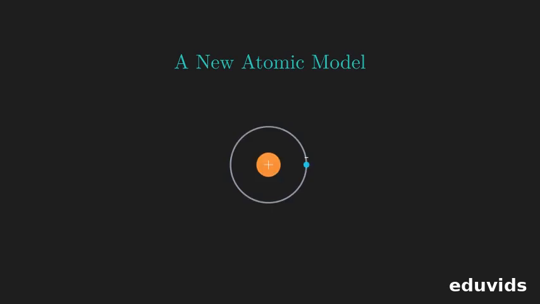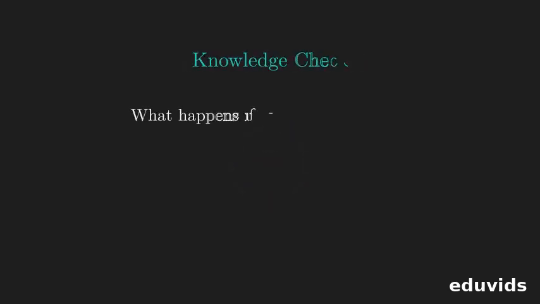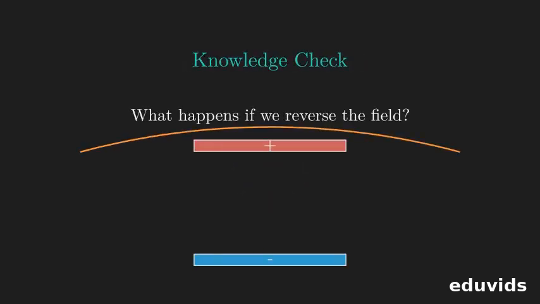This discovery proved that the atom must contain positive components in addition to the negative electrons. Building on this idea, the lightest particle from hydrogen gas was later identified as the fundamental subatomic particle, called the proton. To check your understanding, imagine what would happen if we reversed the polarity of the external electric field.